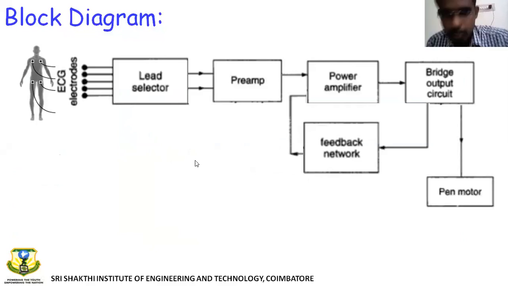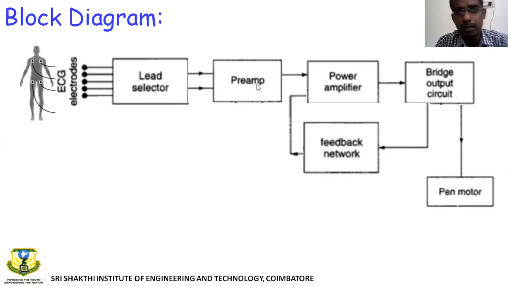Yeah. So from the power amplifier, there is something called a bridge output circuit. The bridge circuit is just to ensure that the pen motor, which is an electrical one, gets impedance matching. The signal from the power amplifier has to be impedance matched. The maximum power transfer theorem says that when the source resistance is equal to the load resistance, then maximum power transfer happens. So that's why we have a bridge output circuit. From here the feedback signal is being given.